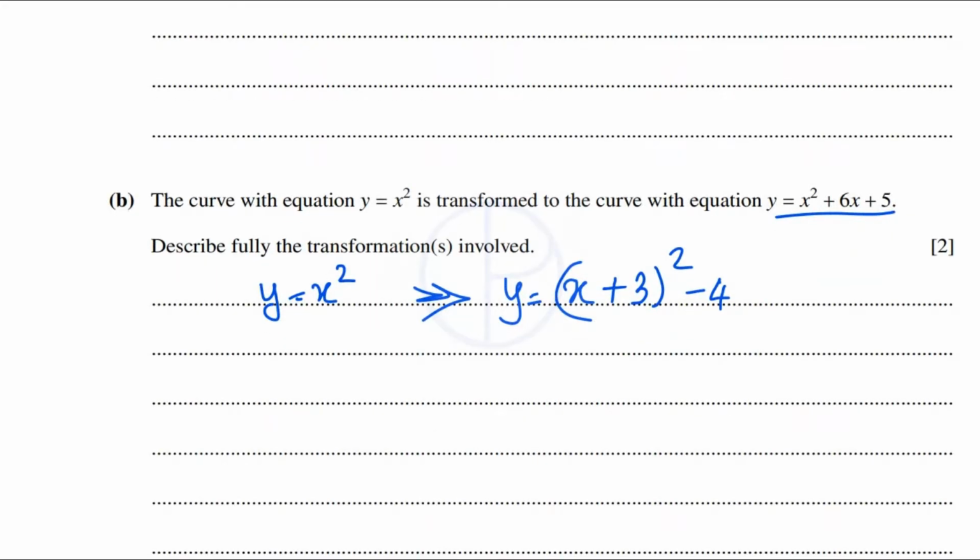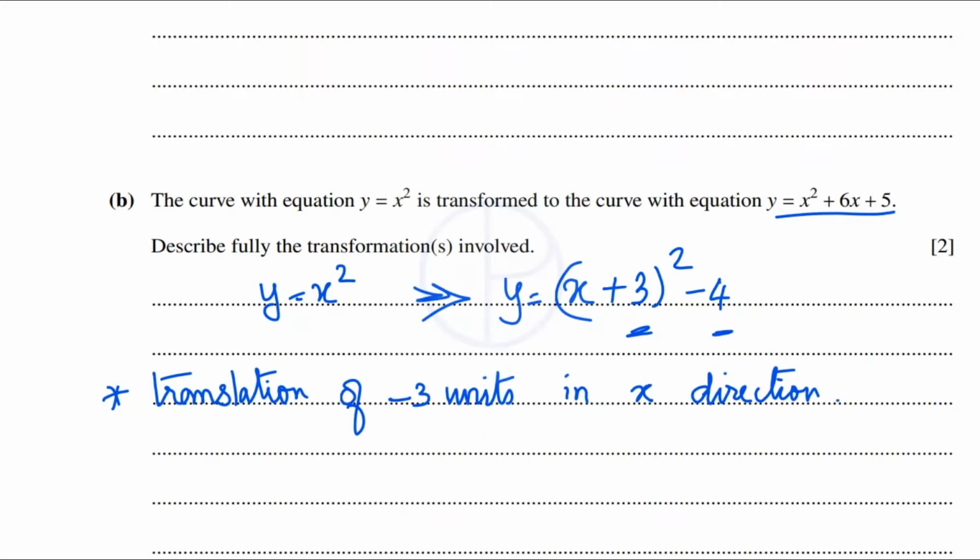So here we have two translations. The first one is a translation of negative 3 units in the x direction. The next one is a translation of negative 4 units in the y direction.